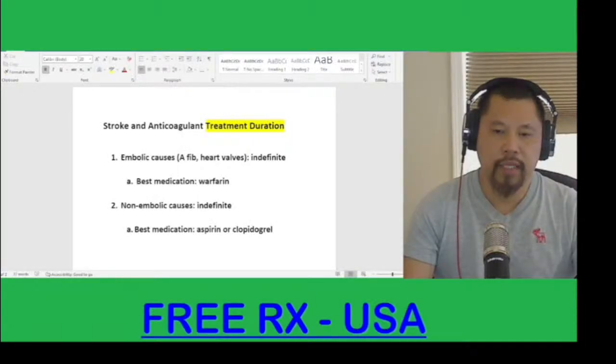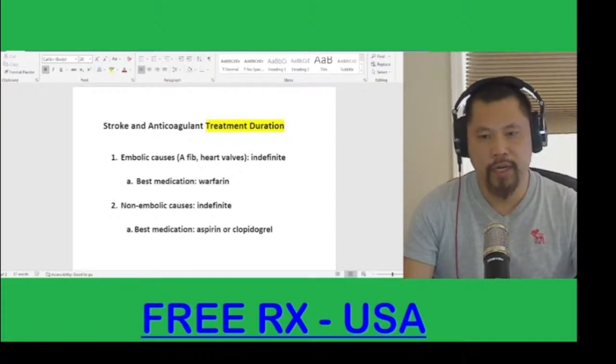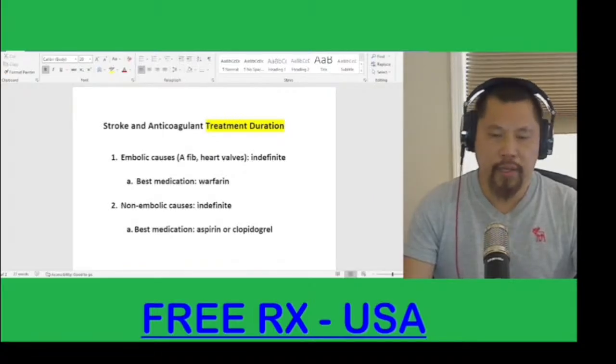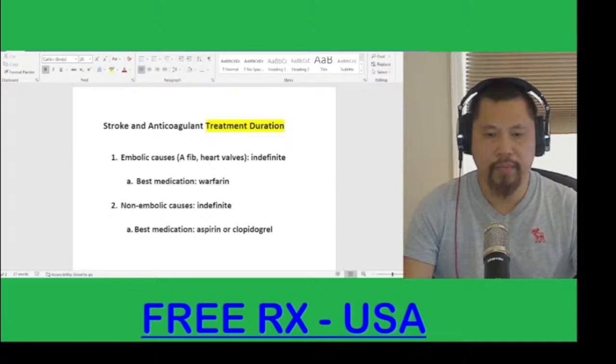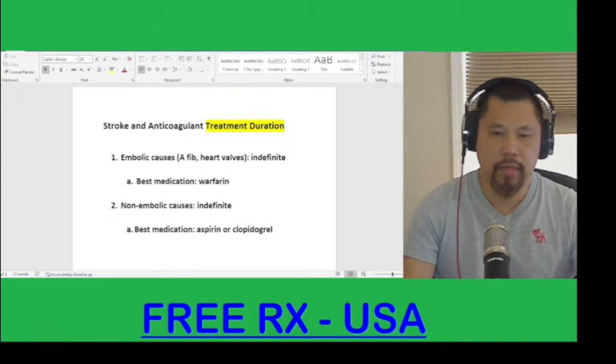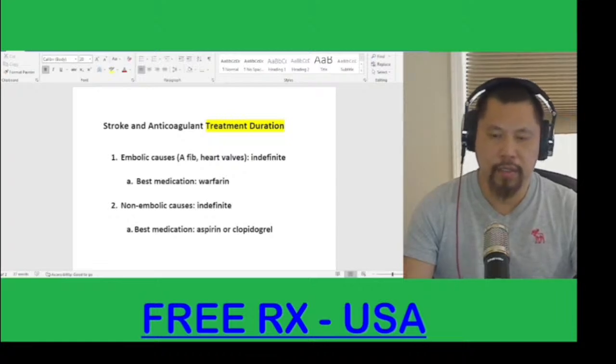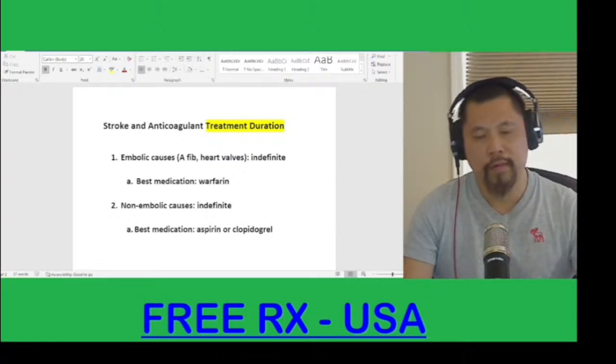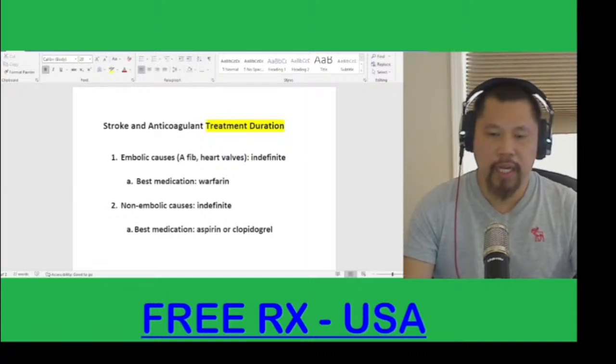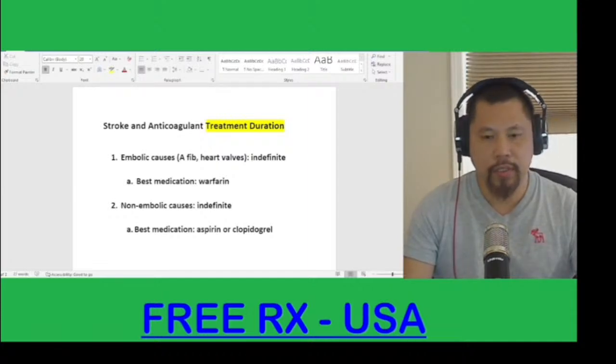Stroke and blood thinner medication treatment duration. If you have a stroke and you have to take a blood thinner medication, you want to know how long you have to be on it. If your stroke is because of embolic causes, such as atrial fibrillation or a heart valve, then you have to take a blood thinner medication indefinitely, or for the rest of your life. The best medication for it is warfarin.